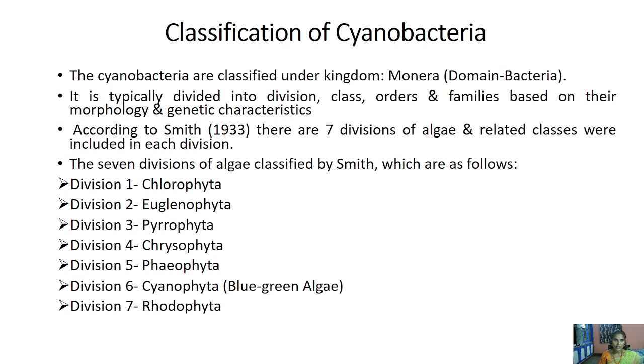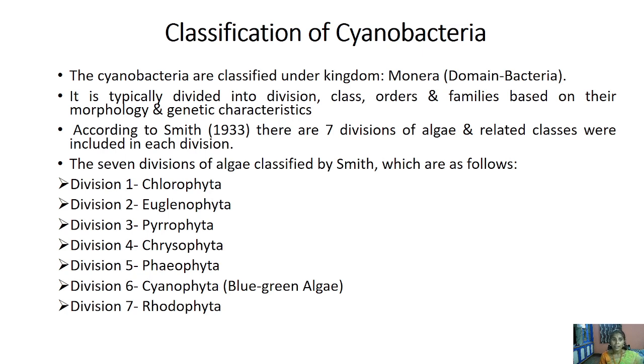Coming to classification of cyanobacteria, as we all know, classification is nothing but systematic arrangement of organisms into different groups or categories. All cyanobacteria are classified under kingdom Monera under domain bacteria. This kingdom Monera includes two different categories of organism. One is bacteria and another one is cyanobacteria.